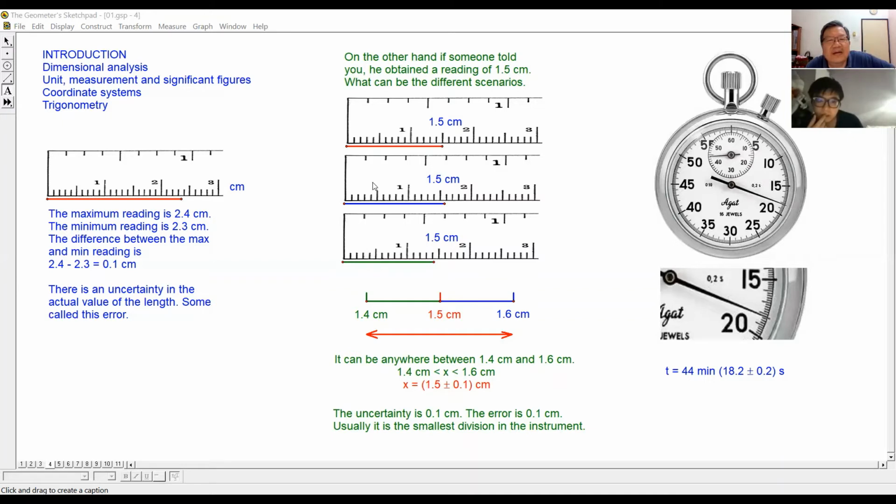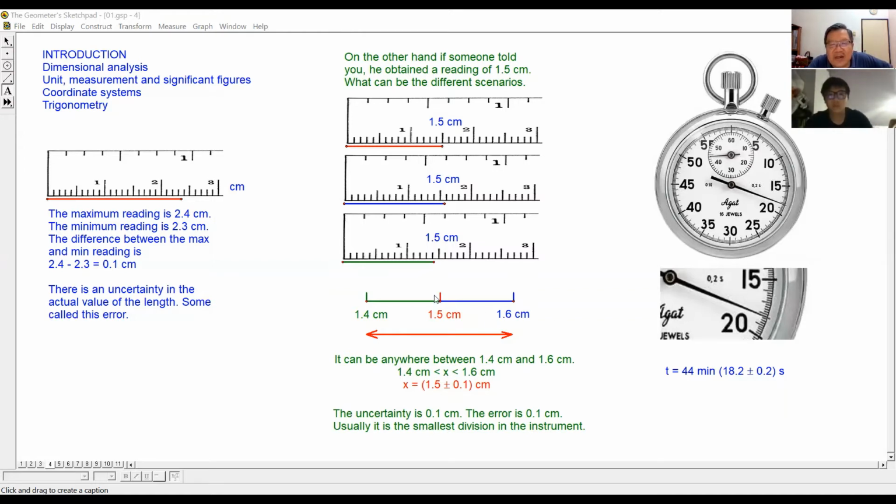It could be, you see this red line, it could be like that. The length that person has taken is from 0 until the 1.5 mark there. That's why he tells me it is 1.5 cm. However, it could be more than 1.5, 1.6 maybe, somewhere between 1.5 and 1.6, or it can be less than 1.5, between 1.4 and 1.5.